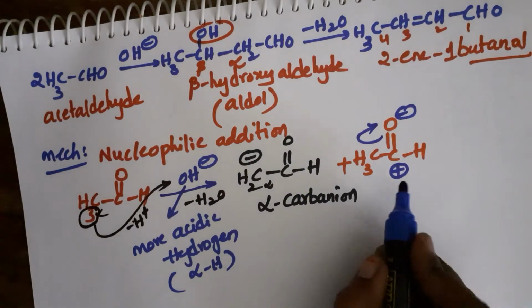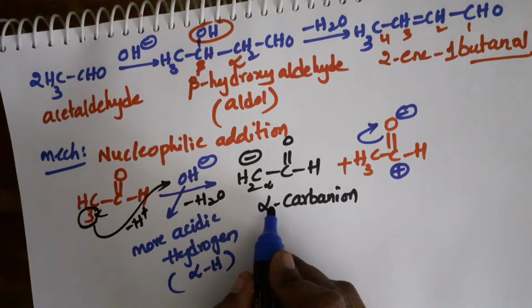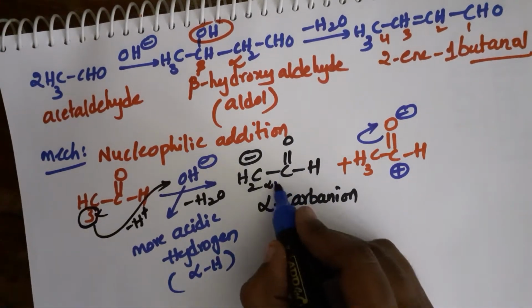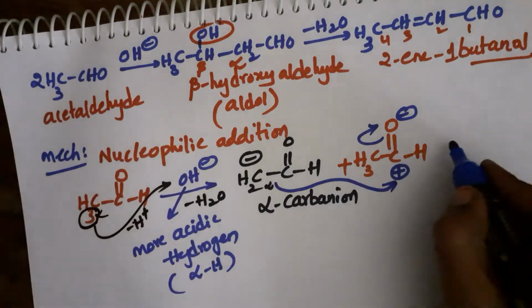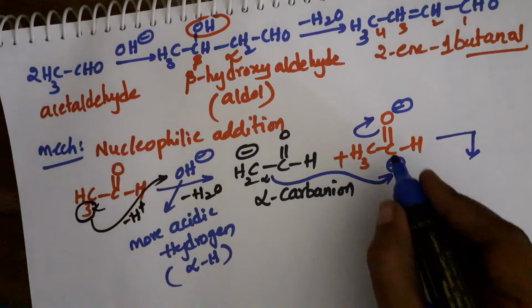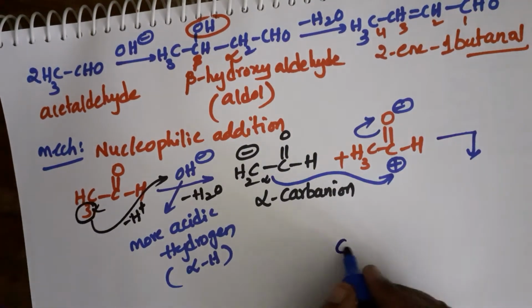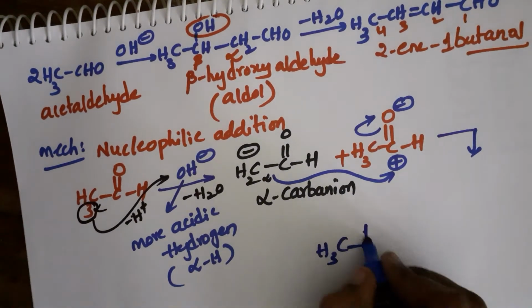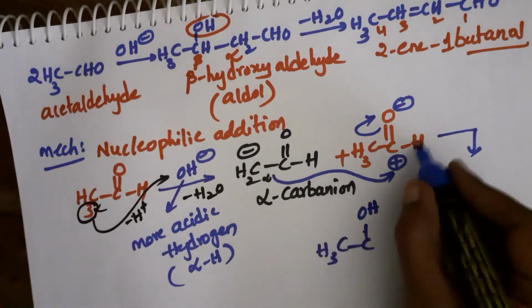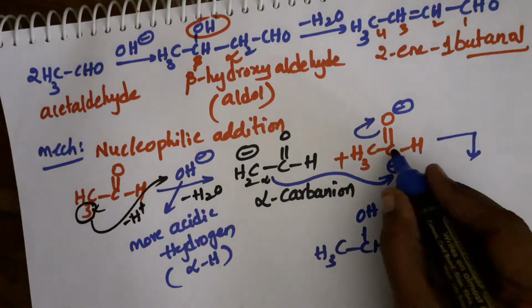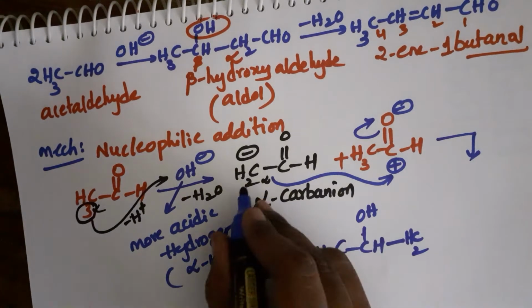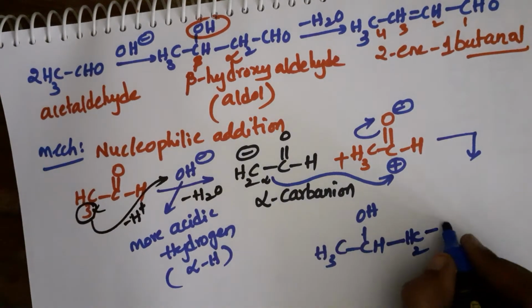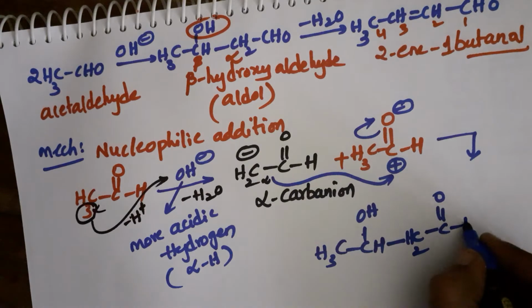Here the alpha carbanion will attack the positively charged carbon. Okay, see the product. First I am writing this compound CH3. See, here OH is present. This carbon contains hydrogen. To this carbon we are adding CH2, the negatively charged carbanion. Then C double bond OH.